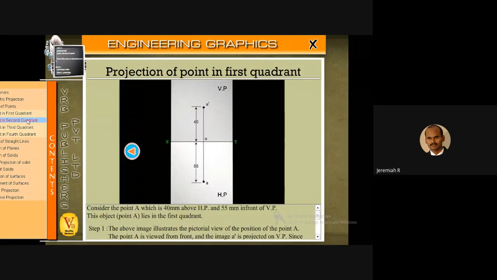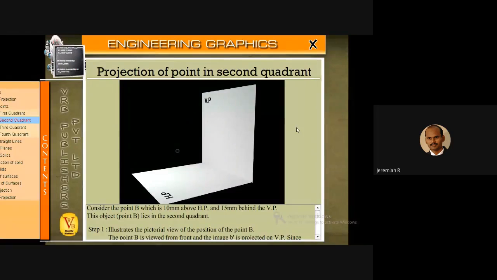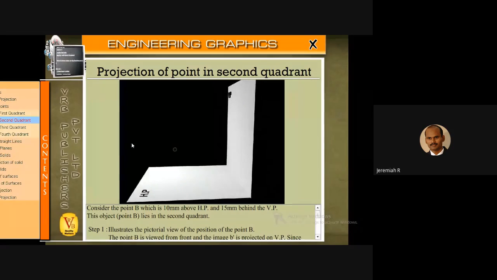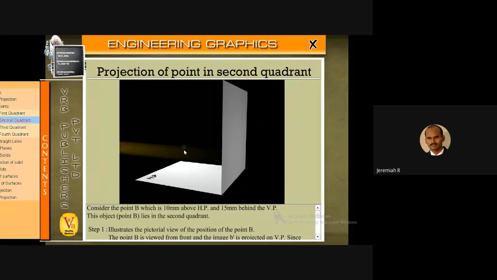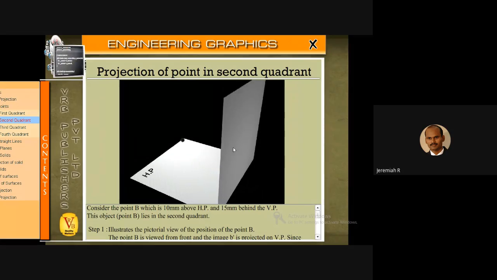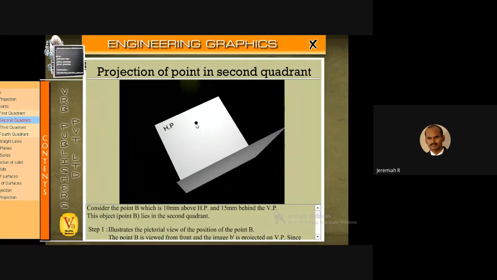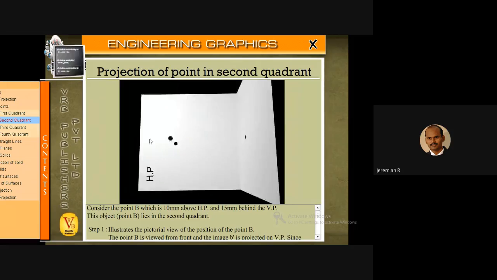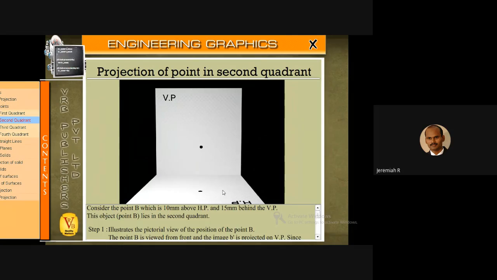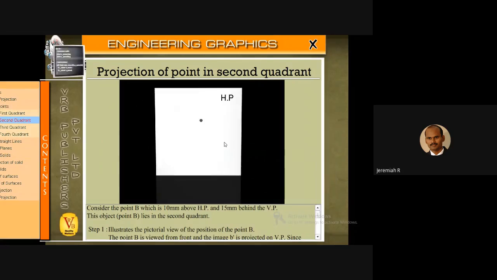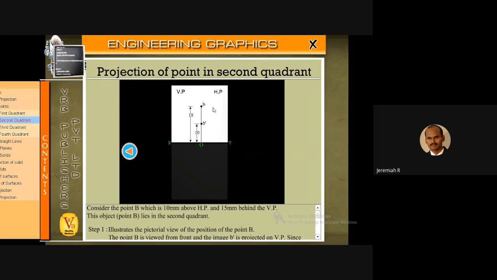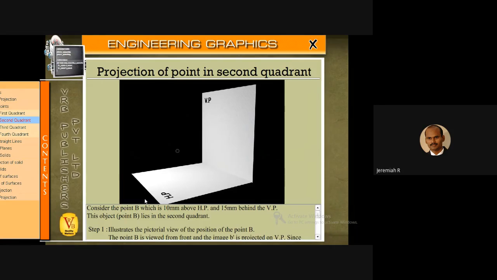Similarly, the second quadrant, the back side. There is a point here. The observer is from here. When you see from here, you will get a point here. Seeing from the top, you will get a point on HP. But I already told you the HP is always rotated in clockwise direction. So both the points will be above the XY line. So this is the second quadrant.